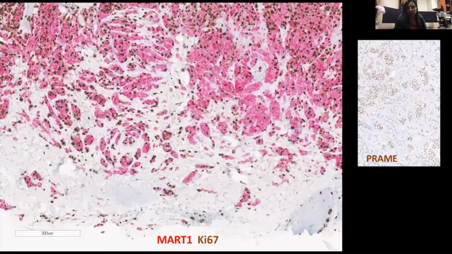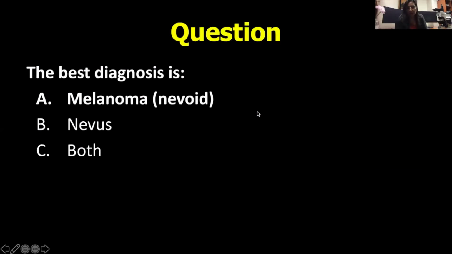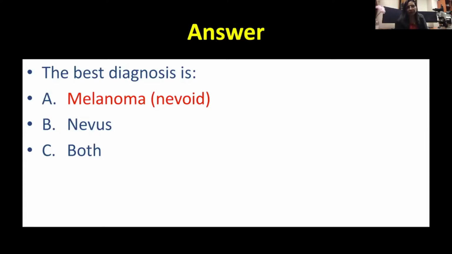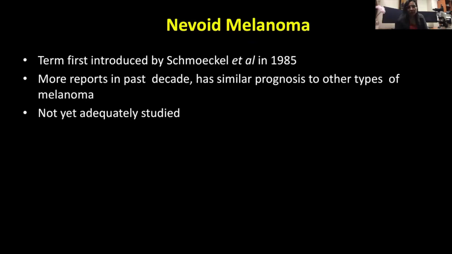And another one, this is a double stain with MART1 and Ki67. Again, what you see is a high proliferative rate, and PRAME was positive in these cells. So all put together, this is melanoma, even though it is relatively small nevoid cells, this is nevoid type melanoma. So that's what I mean. In borderline cases, you will need ancillary studies, such as immunohistochemical studies. In terms of nevoid melanoma, the terminology was first introduced in 1985, but there is still a lot to explore about their pathogenesis.